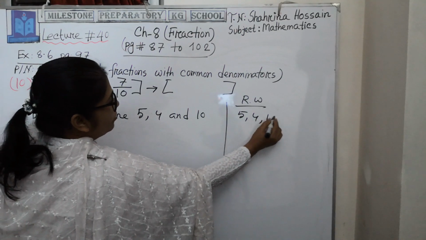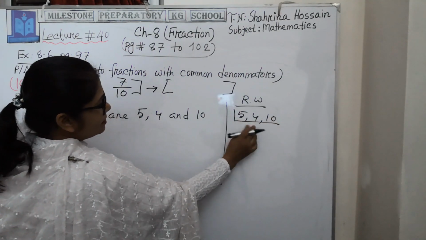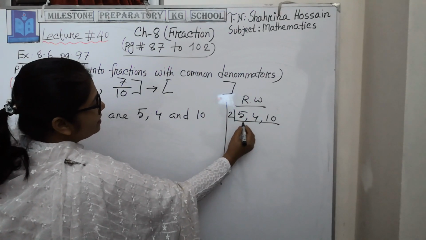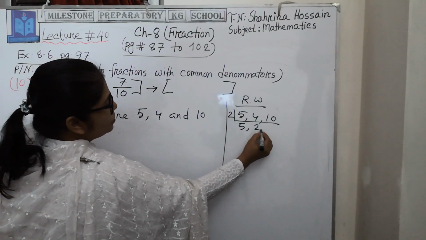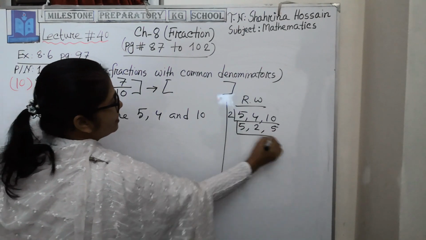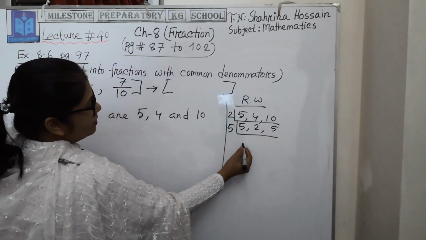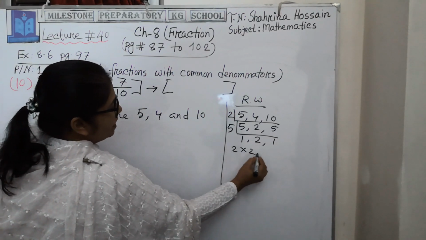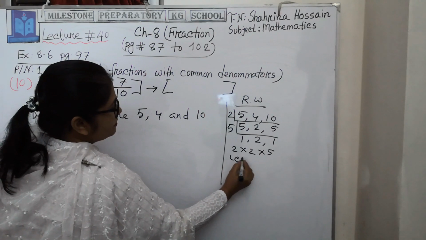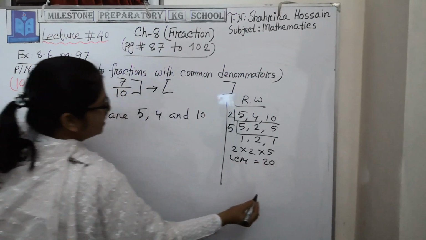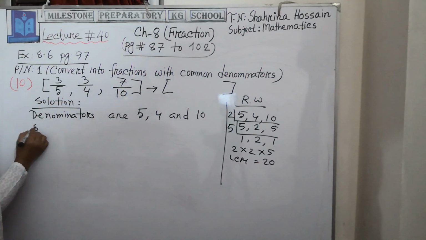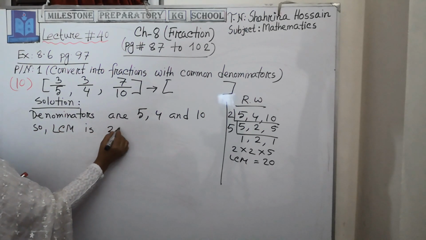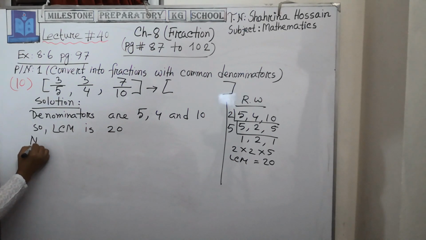5, 4 then 10. See, both 4 and 10 are even numbers. So we can easily divide by 2. 5 is here, 2 2s are 4, 2 5s are 10. Again, now we can divide by 5. 5 1s are 5, then 2, 5 1s are 5. That means our LCM is equal to 20. Okay. So LCM is 20.